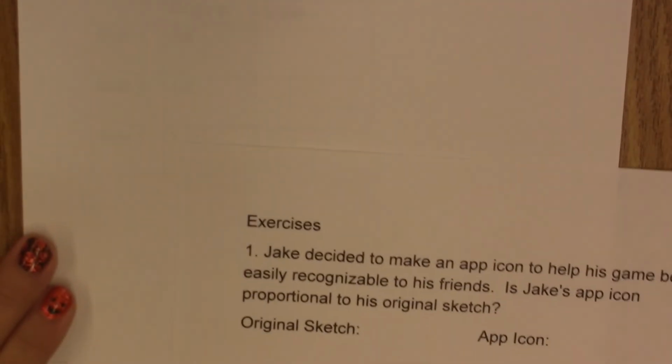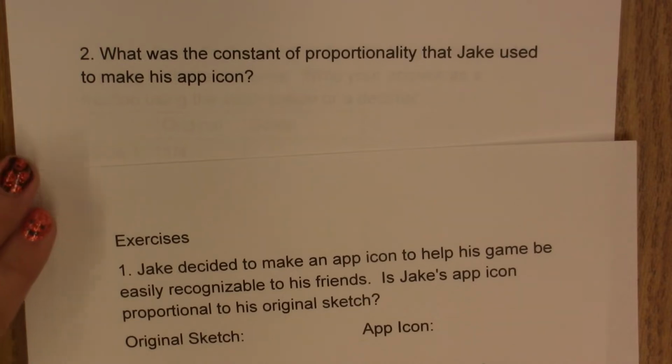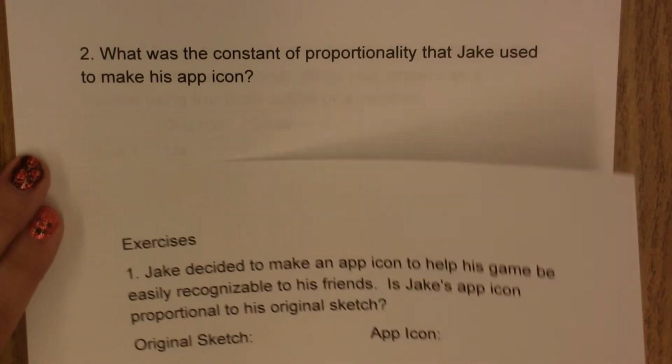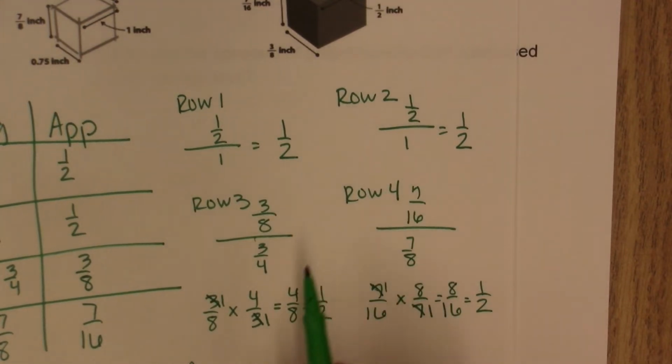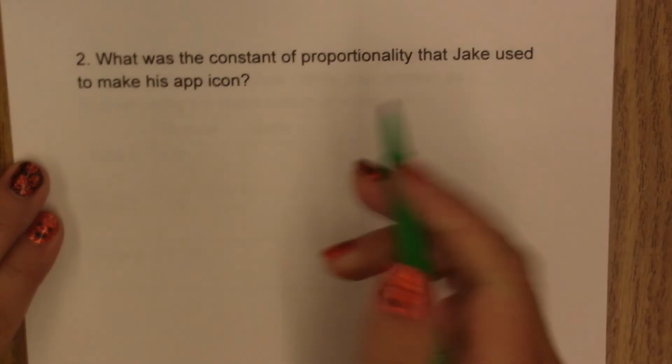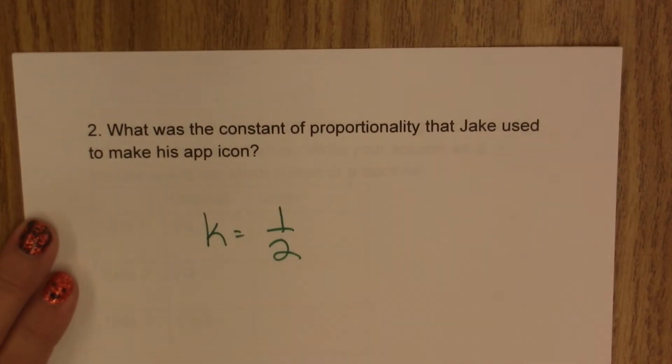Our next question says, what was the constant of proportionality that Jake used to make his app icon? So each of these came out to a K value of 1/2. So our K value, our constant, would be 1/2.